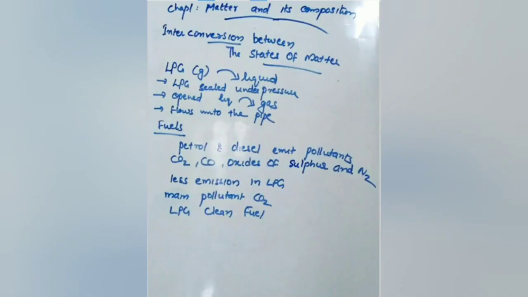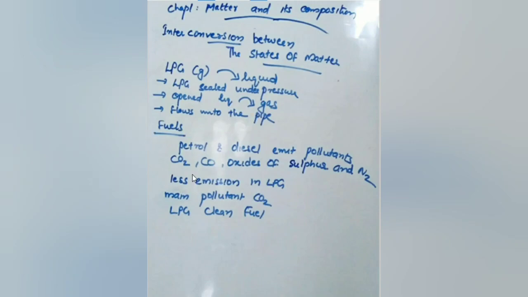Interconversion of the states of matter. In LPG, gas is transformed into liquid. The substance in gaseous form is transferred into liquid, which flows through the pipes, and we are easily able to burn it. Under pressure, when we open the liquid, it is transferred. That is, the liquid is transformed into gas form and flows into the pipe.